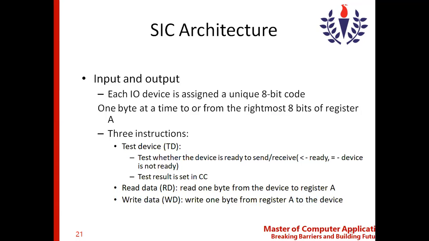Now, if you want to do the read operation, you can go ahead with read data. If you would like to perform a write operation, you can go ahead with write data. Read data reads 1 byte from the device into the register. So from the input device, it reads a character, that's nothing but 1 byte, and stores it in the accumulator. Similarly, the write operation writes 1 byte from the register into the device. This is how the input and output operations are performed in the SIC machine.